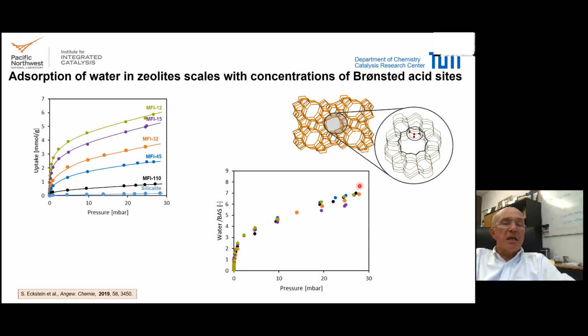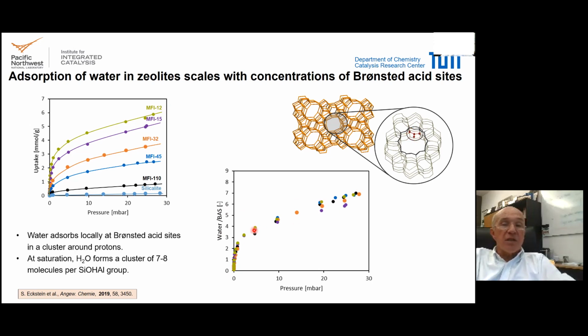And that means that the adsorption is localized and the adsorption is confined to the direct vicinity of these hydronium ions. We also see that this stops around 7 to 8 water molecules and seems to be limiting before the overall water environment begins to condense.